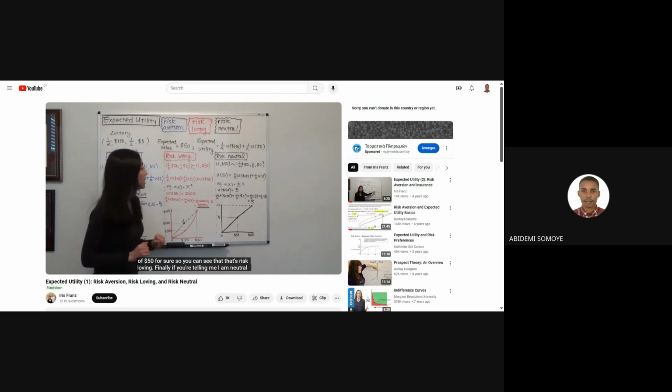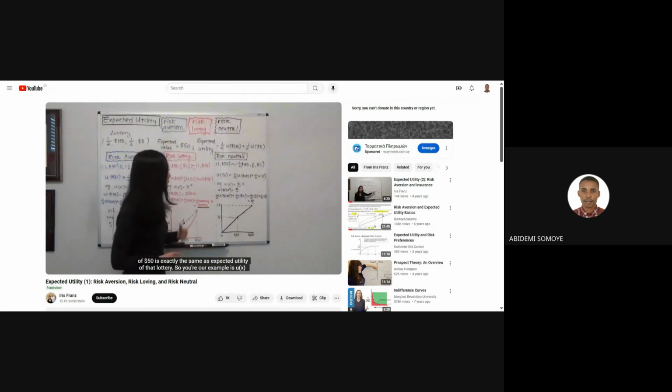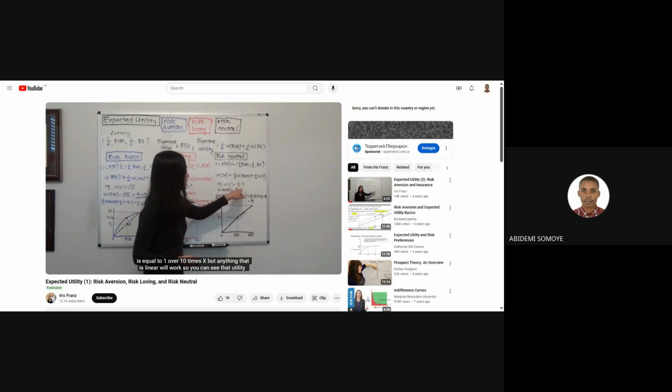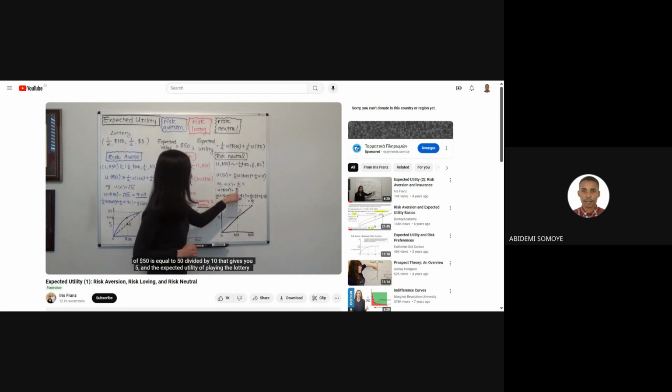And finally, if you're telling me I am neutral between $50 for sure and playing the lottery, then you are risk neutral. That means the utility of $50 is exactly the same as the expected utility of that lottery. So our example is u(x) equal to 1/10 times x, but anything that is linear will work. So you can see that the utility of $50 is equal to 50 divided by 10, that gives you 5.